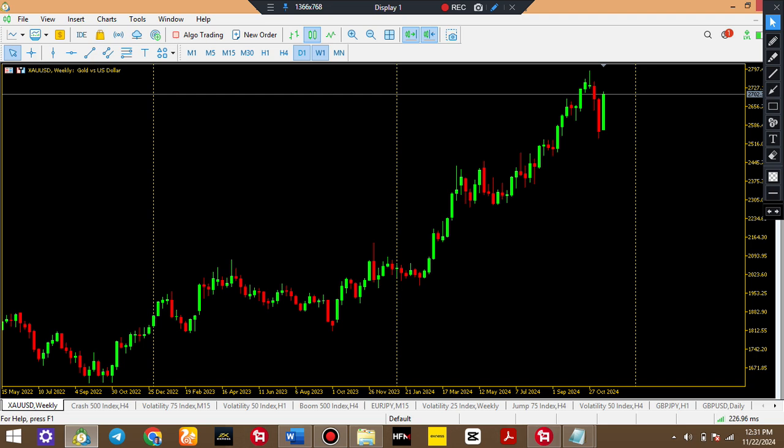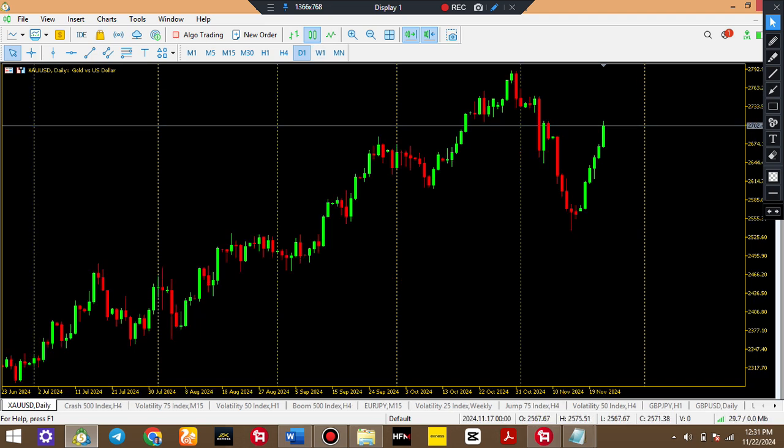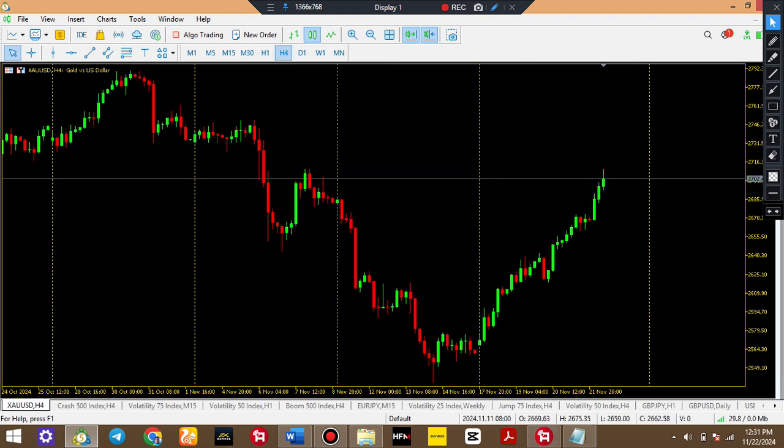Then even on the daily time frame, we can see reasons why we should also go for sell trades rather than buy. And if you come to the 4-hour time frame, you can still see reasons why we should consider taking more sell opportunities than buy. So that being said, let's do one analysis or two on other time frames.